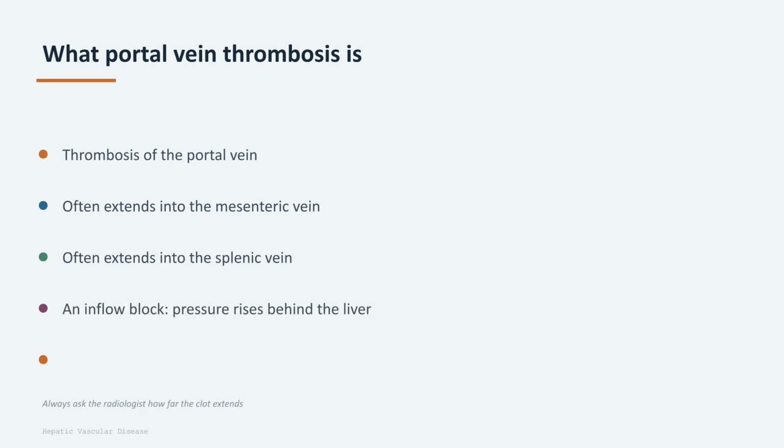Physiologically, this is an inflow block. Pressure rises behind the liver, and the liver itself keeps its arterial supply, which is why the organ can look and behave normally from the outside, while portal pressure climbs on the inside.